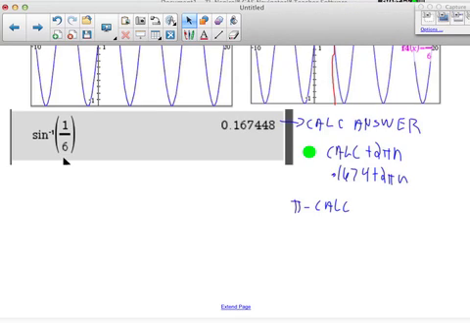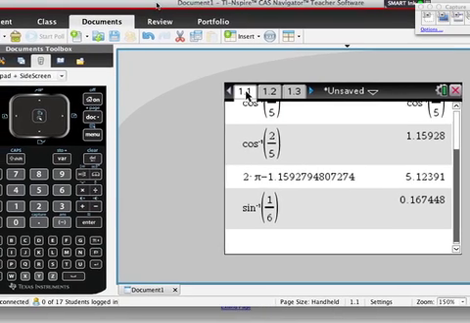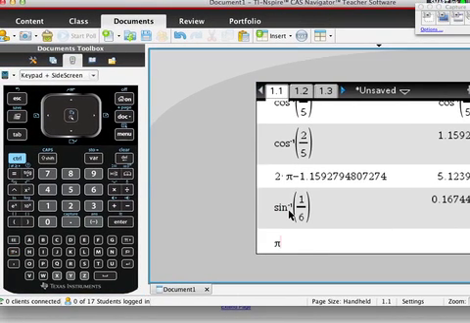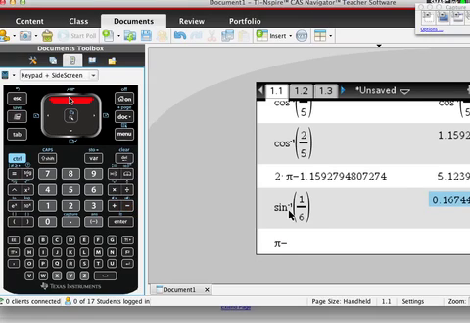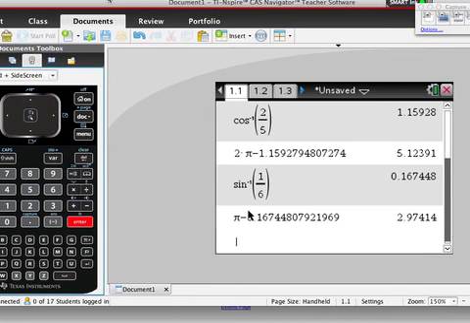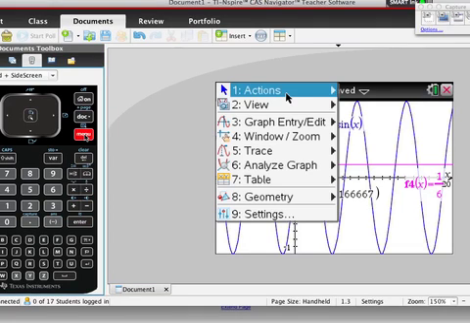So we'll go back to our calculator here for a second. Okay, and this is inverse sine. This is different. So we'll go pi minus the calculator answer. And hopefully you can see my number there, 2.9741. Now if I go to the graph of sine with this 1/6 on it, hopefully I can find that and see how it corresponds.